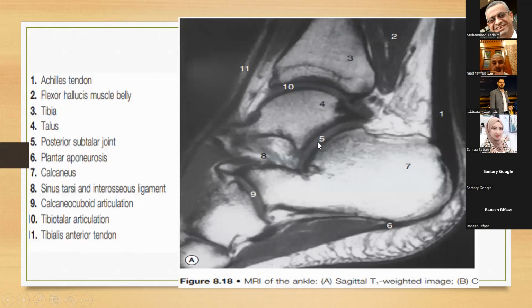Now, this is a sagittal MRI showing us, number one, the Achilles tendon, and this is the flexor hallucis longus muscle belly, and this is the tibia, the talus, and this is the tibiotalar articulation, and this is the posterior subtalar joint, and the sinus. This is the sinus tarsi and interosseous ligaments. This is the calcaneus, and this is the calcaneonavicular joint, and this is the plantar aponeurosis.